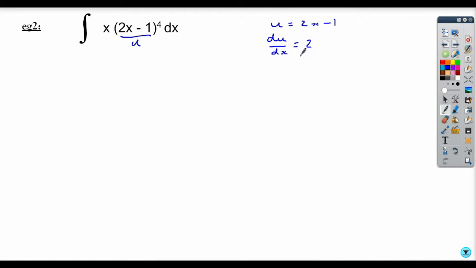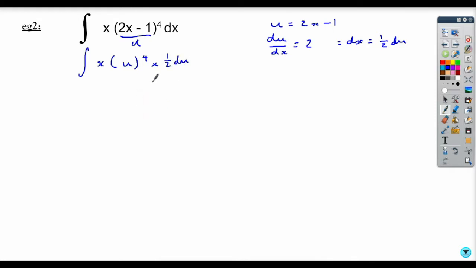And then I'm going to rearrange this to make dx the subject. So taking the dx up, timesing it by the 2, and then dividing the du by the 2, I end up with dx equals 1/2 of du. Now I can replace my 2x minus 1 with u and my dx with half du. I've still got this x here, but then I'm replacing this with u, and then I'm timesing it by half du.